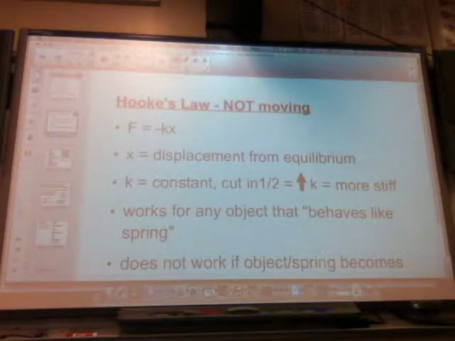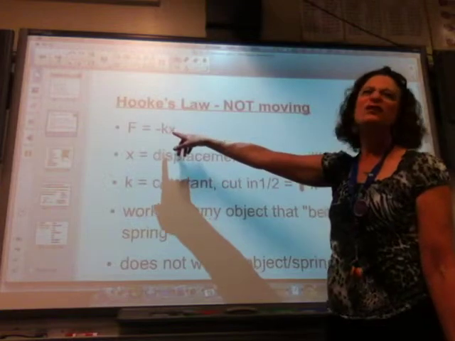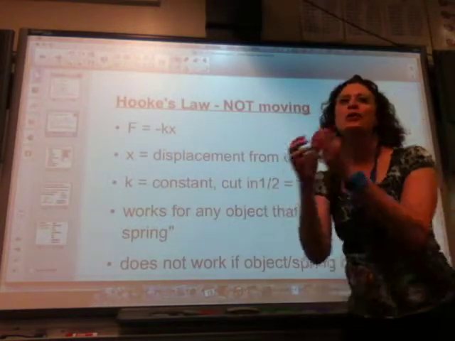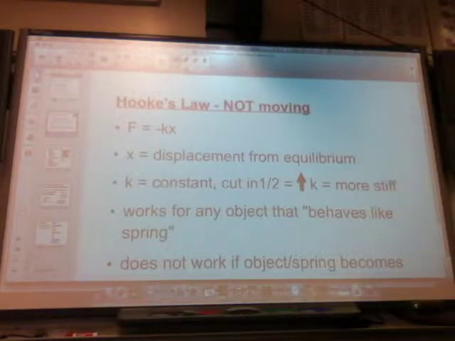Hooke's Law was part 2 of that SHM activity where it's not moving. F equals negative kx. Is that negative important? No, it's really not. All it's telling you is that when you pull the spring this way, it's pulling it back. If you pull the spring the other way, it's pushing it back. If the pendulum goes one way, gravity pulls it back to the center. It goes the other way, it pulls it back to the center. It's always opposite the way it's moving.